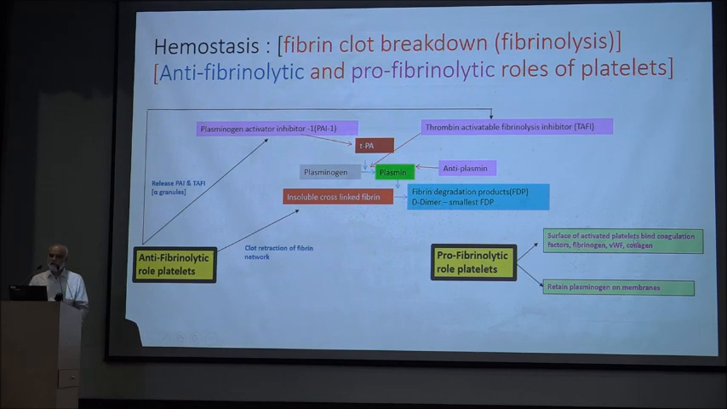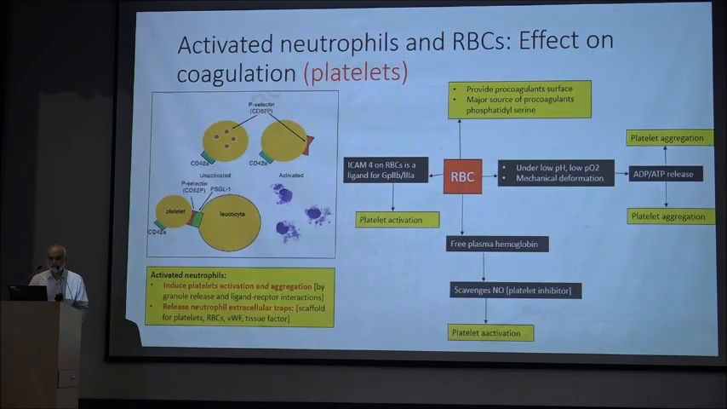They provide surface for activated platelets to bind coagulation factors, fibrinogen, collagen, etc. And then they retain plasminogen on the membranes, which leads to formation of plasmin. So there is both an anti- and pro-fibrinolytic role of primary hemostatic factors here.